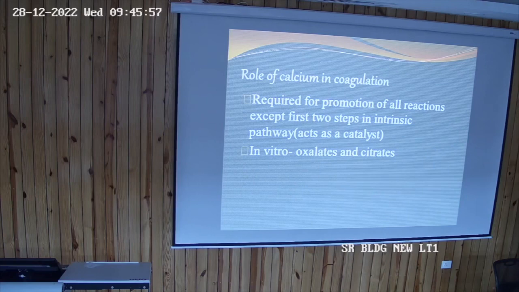Role of calcium in coagulation: required for the conversion in two steps in the intrinsic pathway or reaction. So where will its role come in?